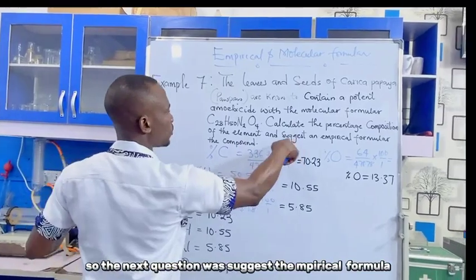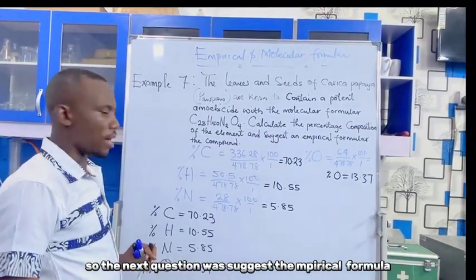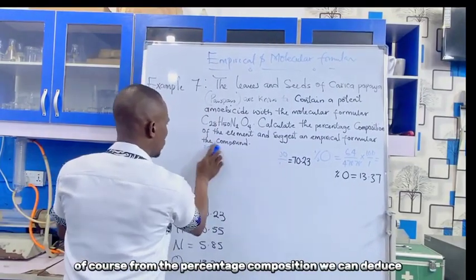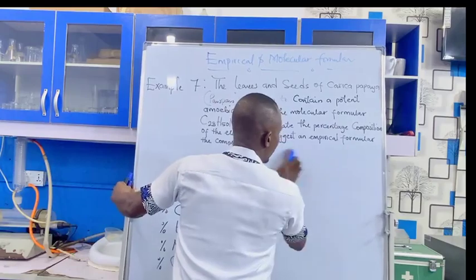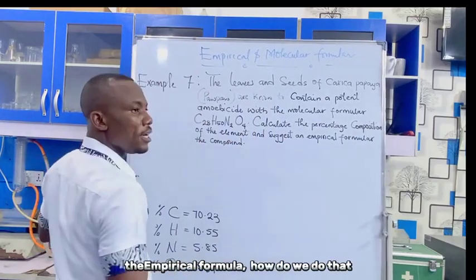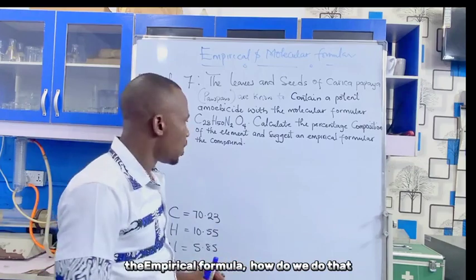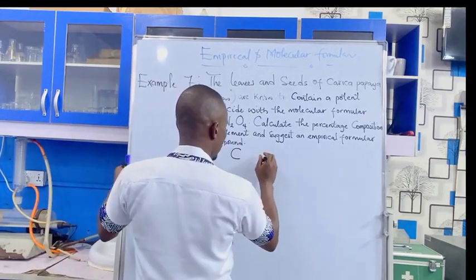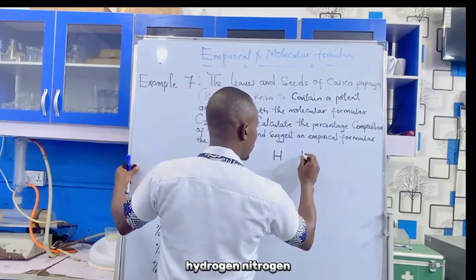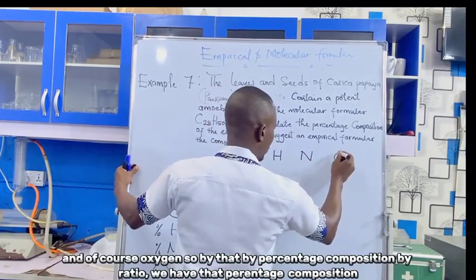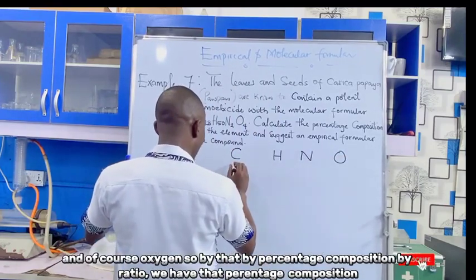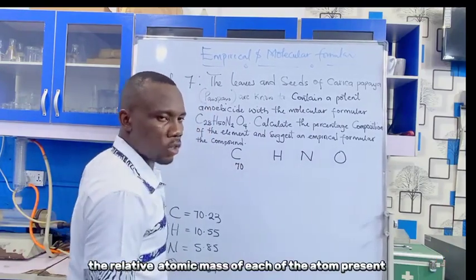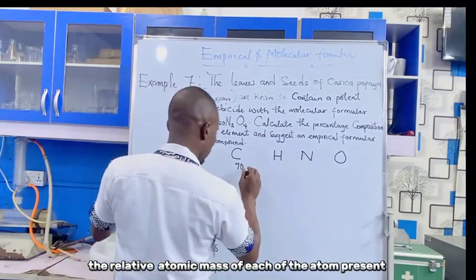So the next question was to suggest the empirical formula. In suggesting the empirical formula, of course, from the percentage composition, we can deduce the empirical formula. How do we do that? We set up our ratio as usual: carbon, hydrogen, nitrogen, and of course oxygen. By ratio, the percentage composition will be divided by the relative atomic mass of each atom present.